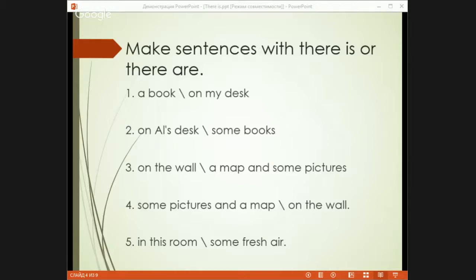I hope you are ready, and I suggest moving on. So, how to create the first sentence? There is a book on my desk. The next one, number 2, we have here first of all a desk.